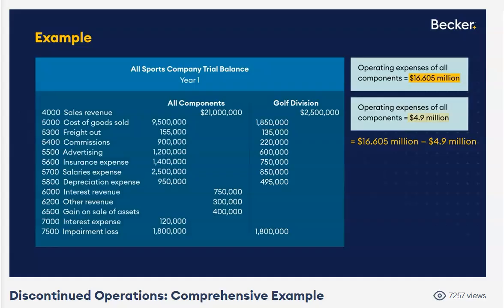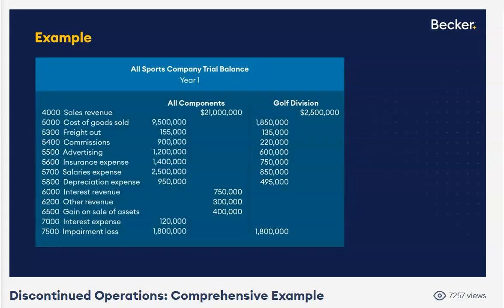Let's isolate the operating expenses for All Sports Company that are going to be continuing. $16,605,000 minus the $4,900,000. That's $11,705,000. Those are the operating expenses for the divisions that are continuing. So the revenue, $18.5 million continuing, minus the operating expenses for the continuing, $11,705,000, we get a subtotal. We've got operating income of $6,795,000.